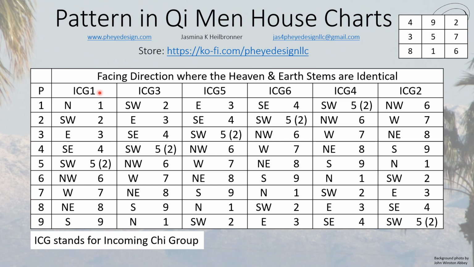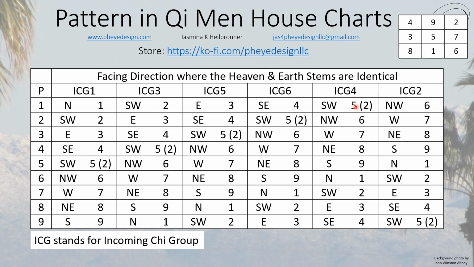These are the incoming chi groups 1 through 6. So it's 1, 3, 5, 6, 4, 2. I've rearranged them to be in that regular order. Now, if we look at the numbers, and this will be clear in a little bit, we see 1, 2, 3, 4, 5, and 6.